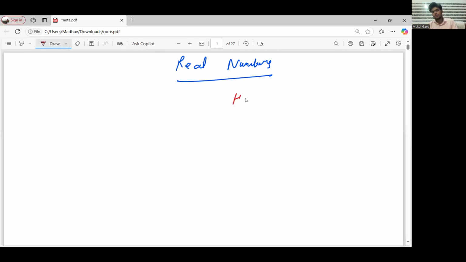If A and B are the two numbers, then HCF multiplied by LCM will be equal to the product of those two numbers. That's A multiplied by B. So this is what we have learned till now. And we also discussed what actually HCF is and what actually LCM is.